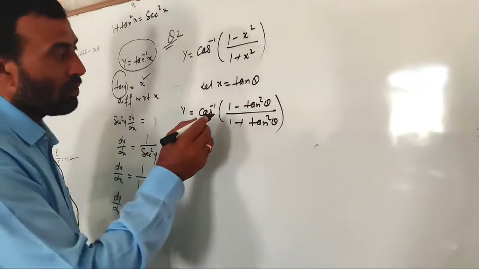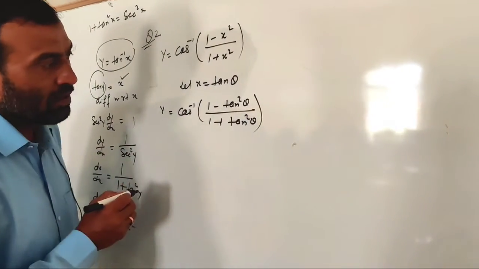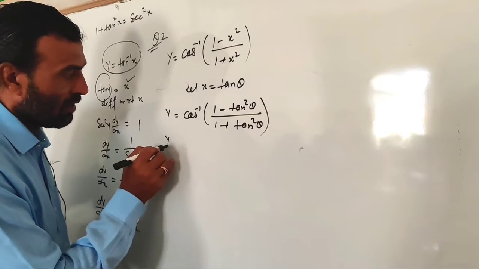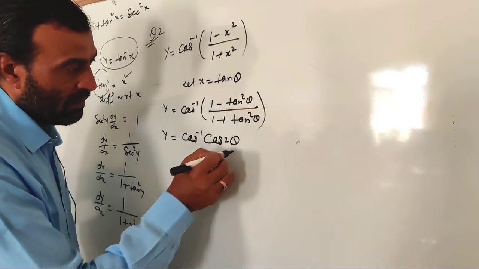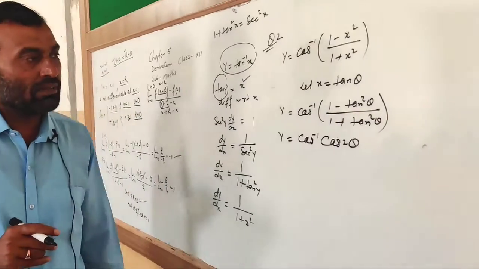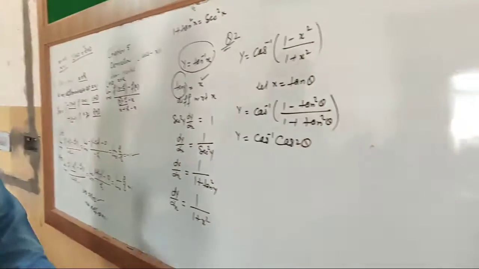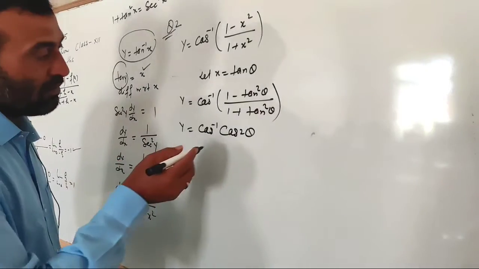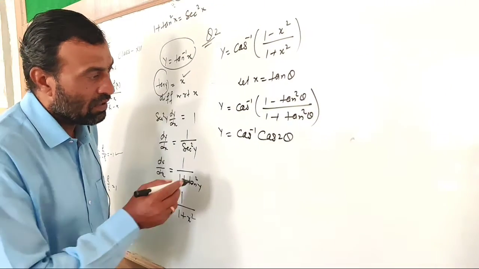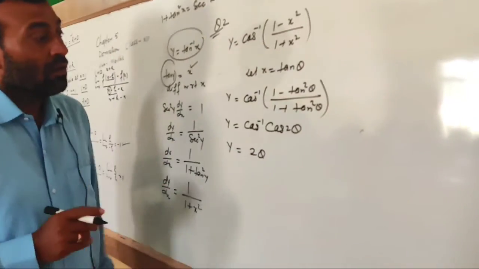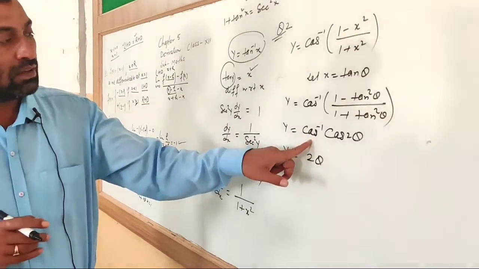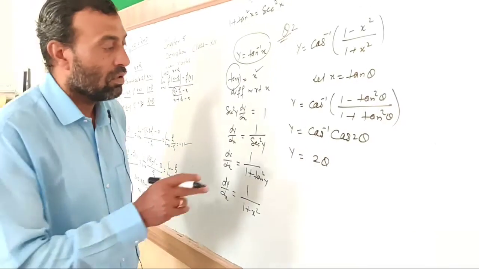In this situation we know this formula: (1 minus tan square theta) upon (1 plus tan square theta) is equal to cos 2 theta. We have already studied this in class 11th. So this is cos inverse of cos 2 theta; cos inverse and cos cancel each other, so we get y is equal to 2 theta.